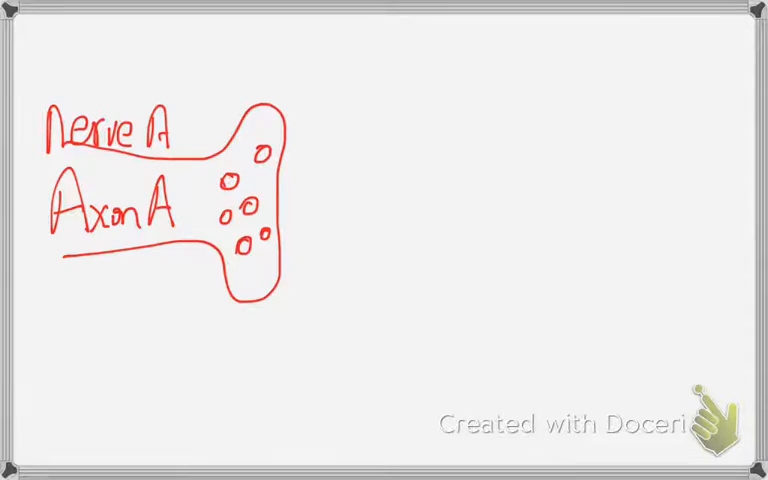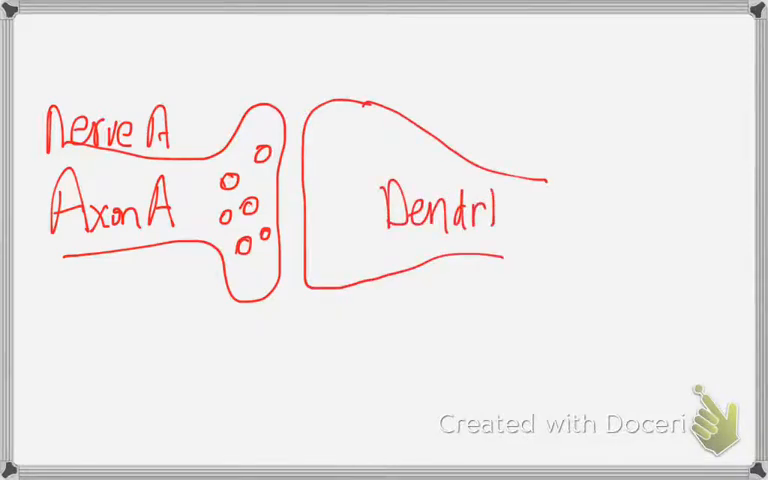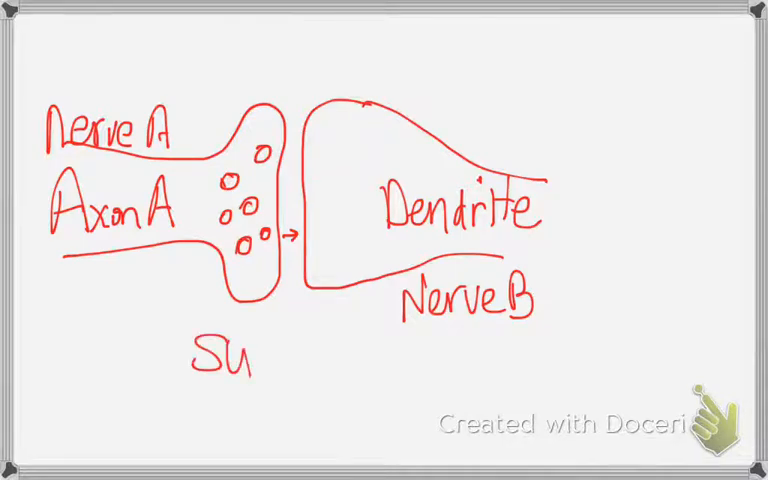It's hard to see. And right next to it are the dendrites of nerve B. And they are not touching. The neurotransmitter is released and flows across this space. And that space is called the synapse. And so they don't transfer information. They are just signals that are received.